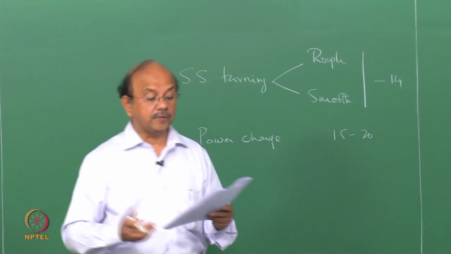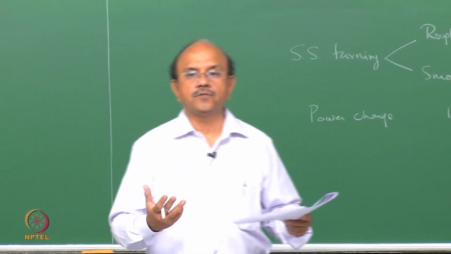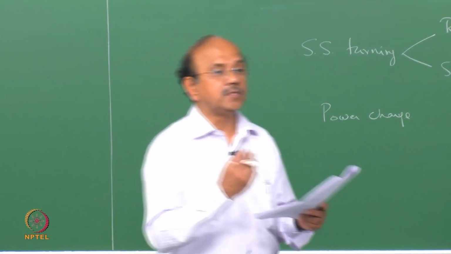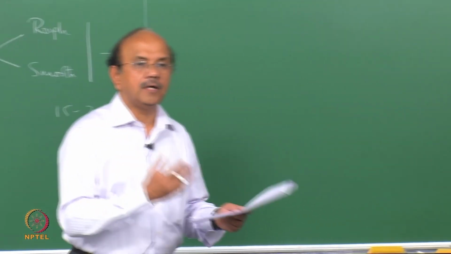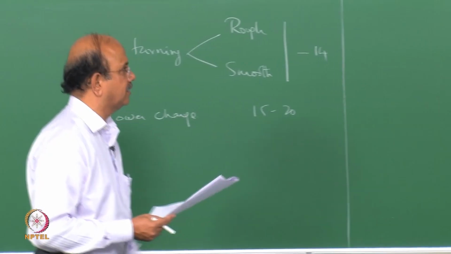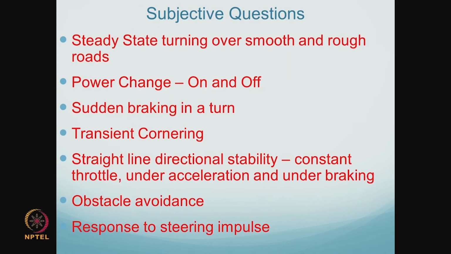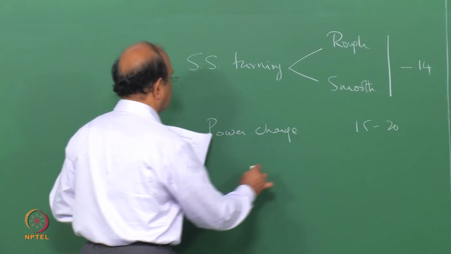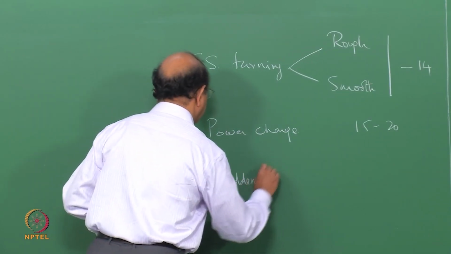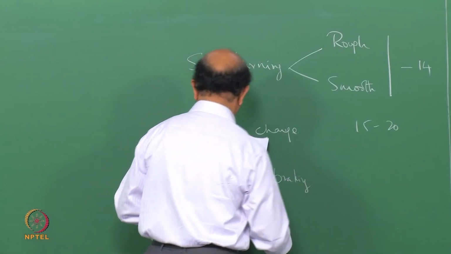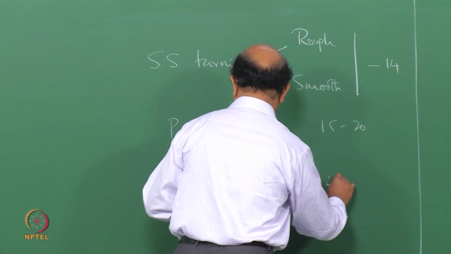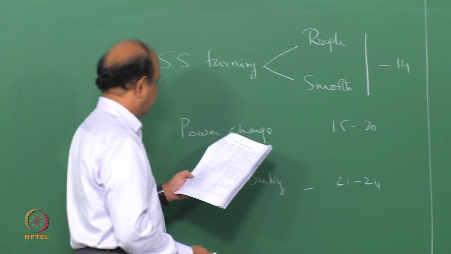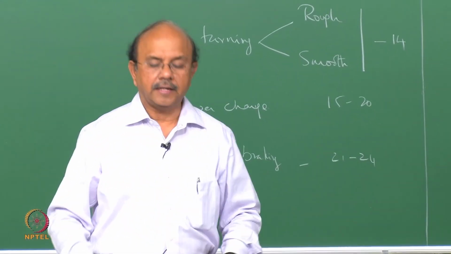Okay, so during this case, what happens to your response? What is the roll stability? What is the wheel lift, and so on. So these were the questions which were asked on sudden braking in a turn. Okay, transient cornering. Again, there were a number of questions on transient cornering. So the third one, sudden braking in a turn, went from 21 to 24. Okay. So then transient cornering, straight line, directional stability, and so on.